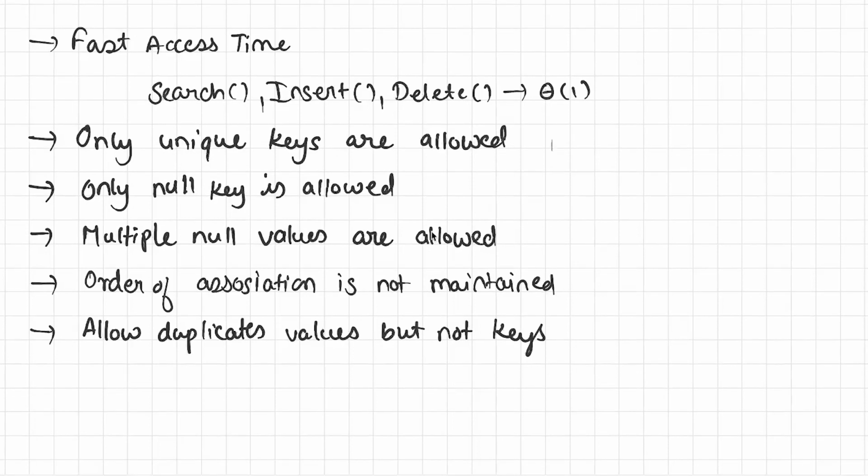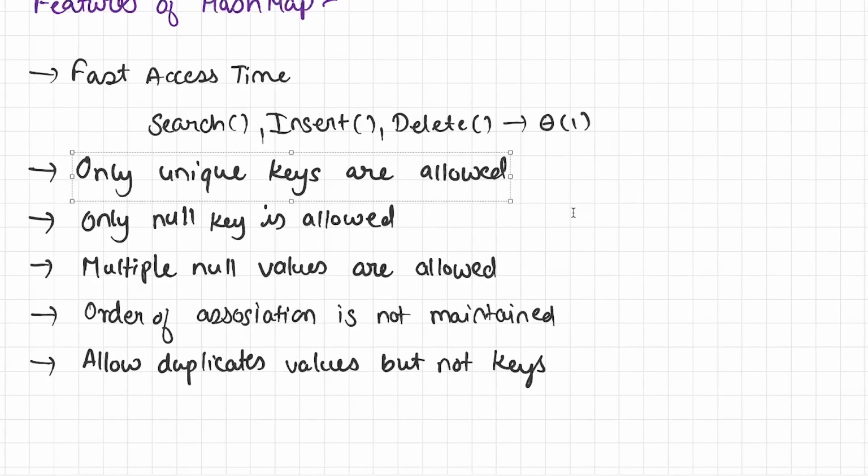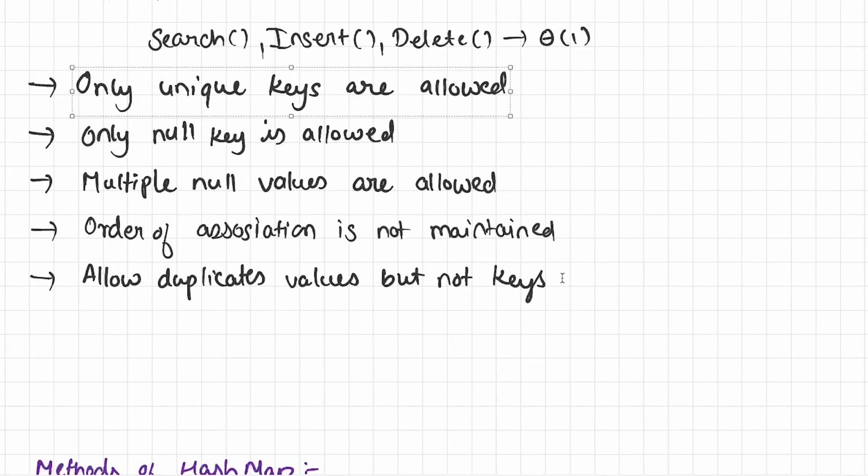Now next is what about the order of the elements? HashMap does not make any guarantee of the order of the key value pairs. So when we traverse the key value pairs of HashMap, we may get them in random order. Now what about the duplicate values? In HashMap, duplicate values are allowed, but duplicate keys are not allowed. And this is the same as the feature that only unique keys are allowed in HashMap. So these are the few important features of HashMap that you must be aware of.